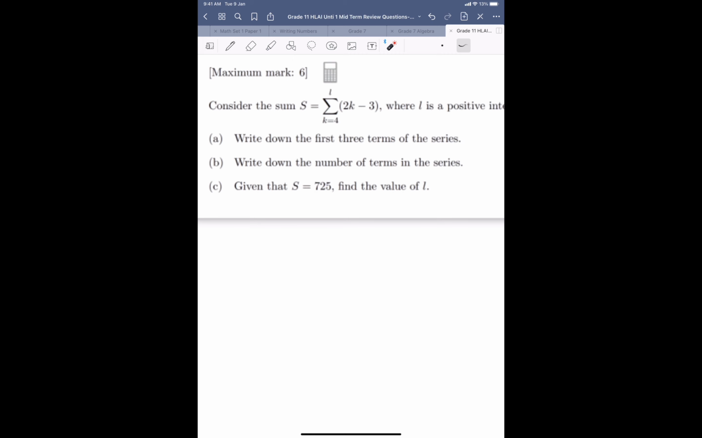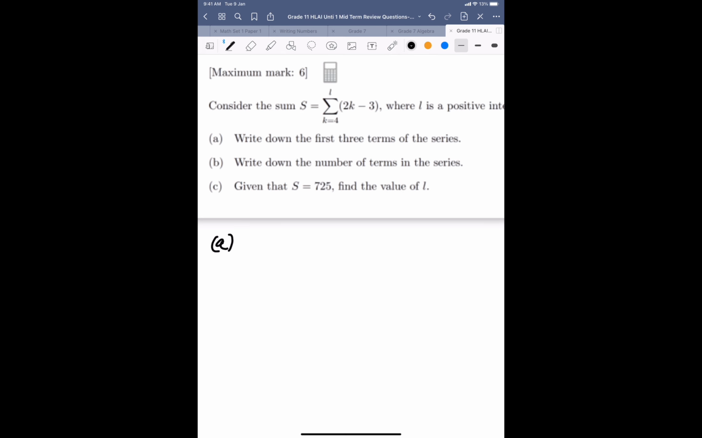Part A says write down the first 3 terms of the series. Now, notice the word series. Series means we're going to add together a sequence. Now, sequence is the pattern of numbers. Series is when you add the numbers together. So series you can always think of, there's going to be a sigma here. So let me just break this down.